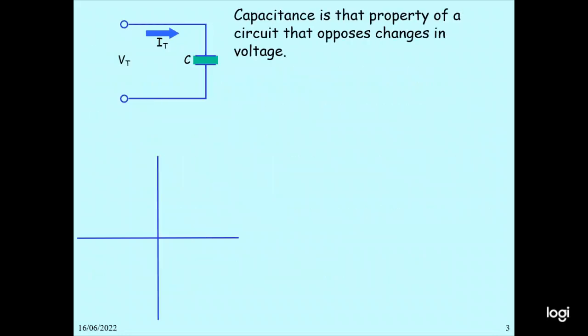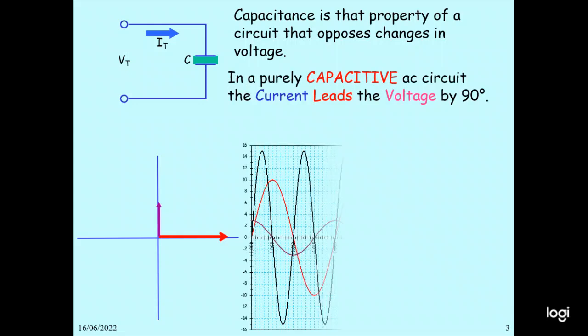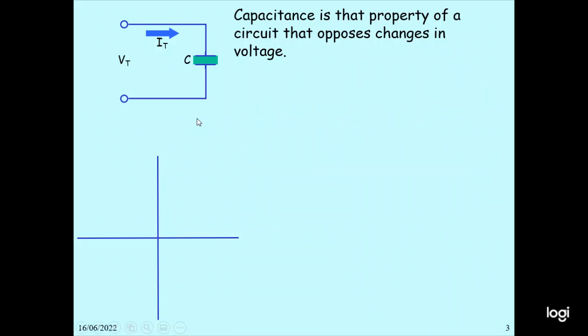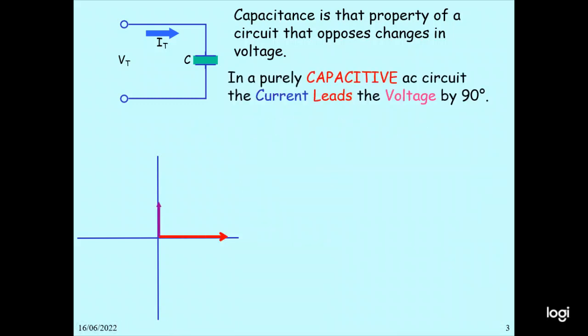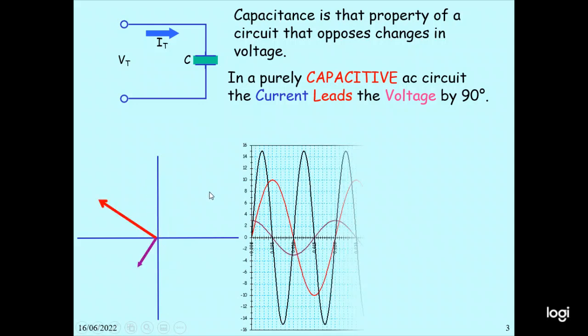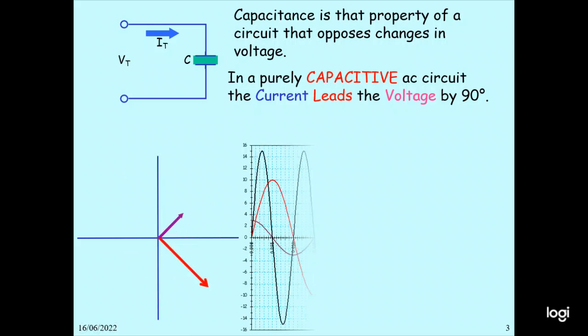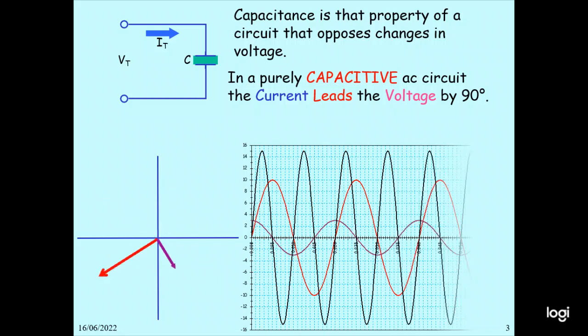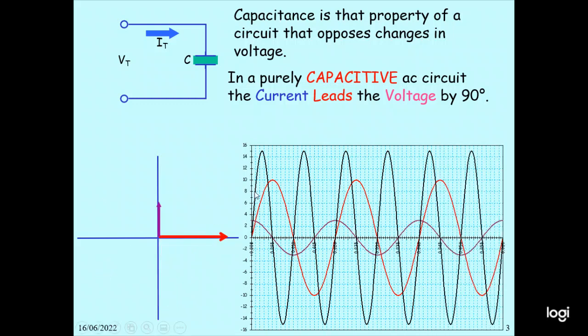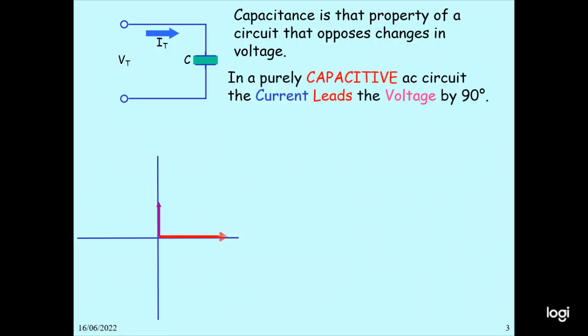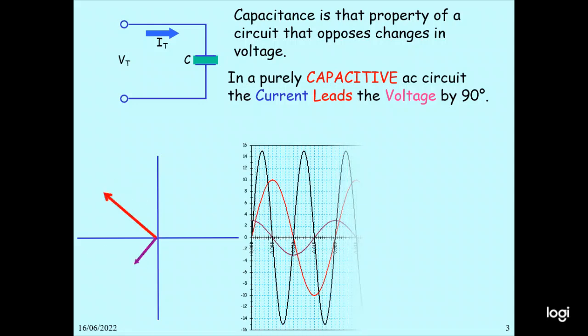So this is capacitance, the property of the circuit that opposes the change in voltage. This is the current flow here. This is capacitance. The change in voltage is opposed by the capacitance. So this is a purely capacitive circuit. Current leads the voltage by 90 degrees. This is the current. The voltage is red, current is purple, so the current leads the voltage by 90 degrees.